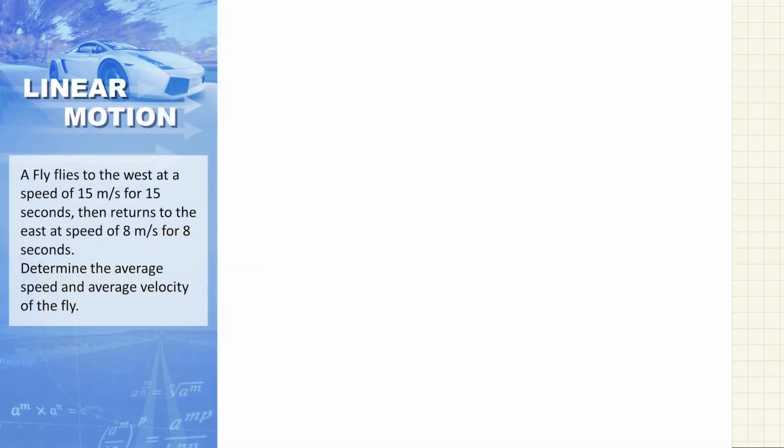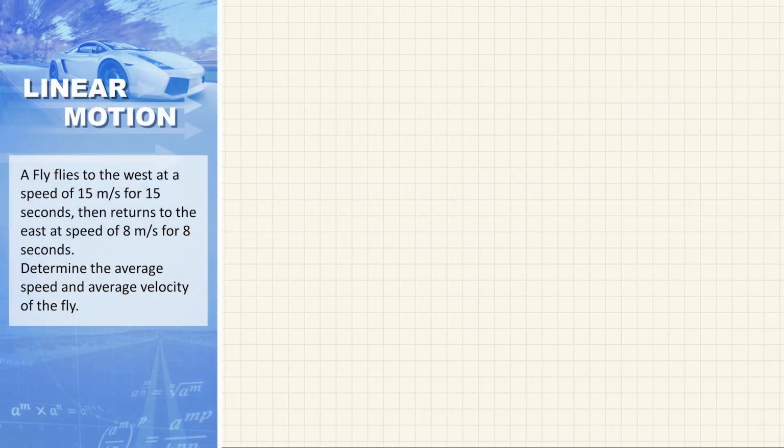To solve this problem and avoid confusion, since the fly might seem to move aimlessly, flying west then east, let's create an illustration for better understanding. First, the fly moves to the west, which we represent by drawing it moving to the left. It travels at a speed of 15 meters per second for 15 seconds.